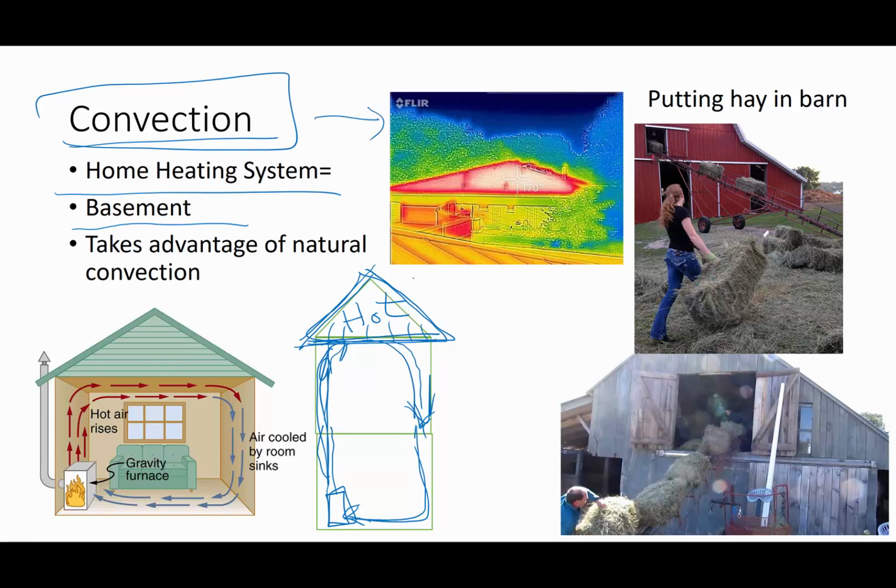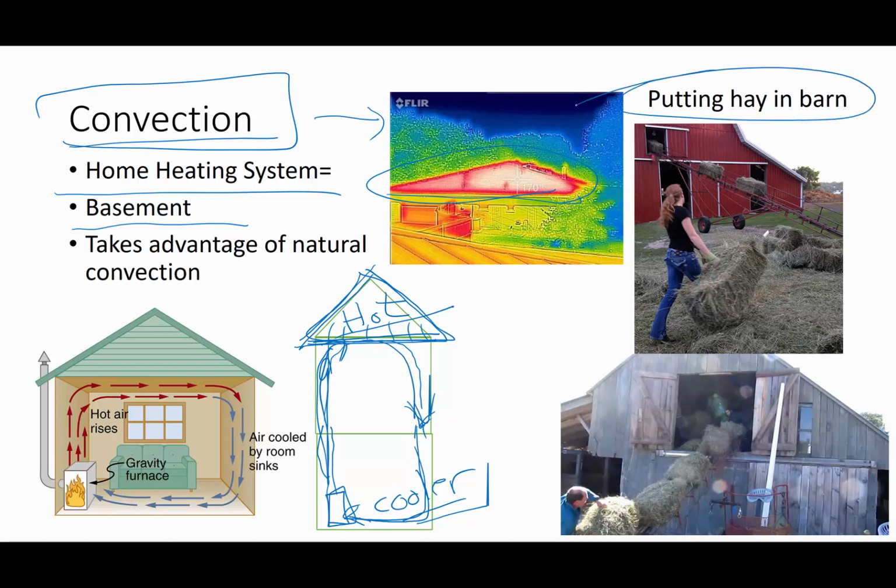This is an infrared photograph showing a very hot roof. It typically happens that your upper stories are going to be warmer and your lower stories are typically going to be cooler. A lot of basements have a tendency to be cooler. Attics have a tendency to be hotter in the summer due to natural convection.